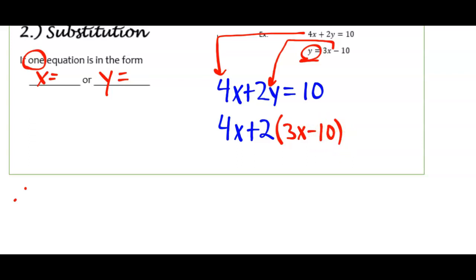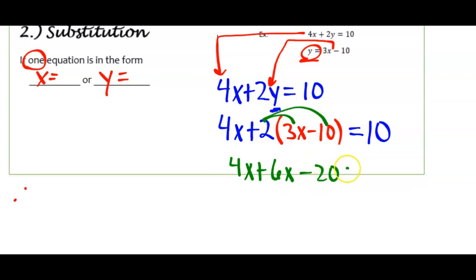And that is going to all be equal to 10. So all I replaced was my y. Now I have to do the math. So I'm going to get 4x plus 6x minus 20 equals 10, and now I have to solve the equation. I'm going to pause the video while I do that.